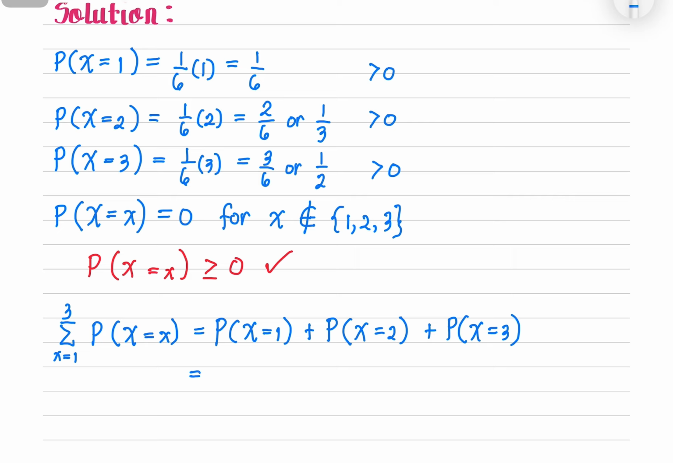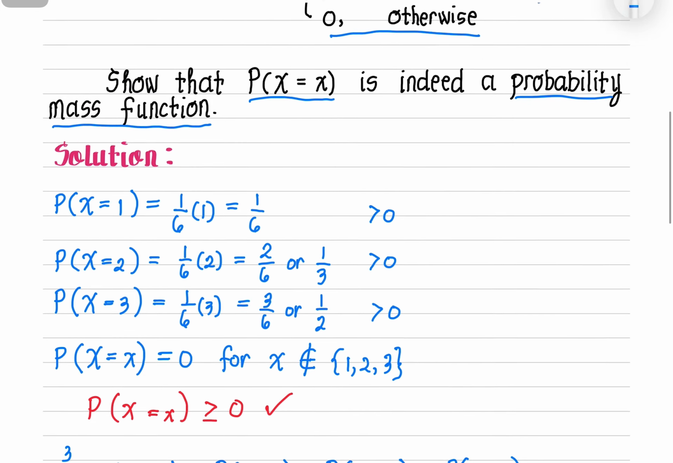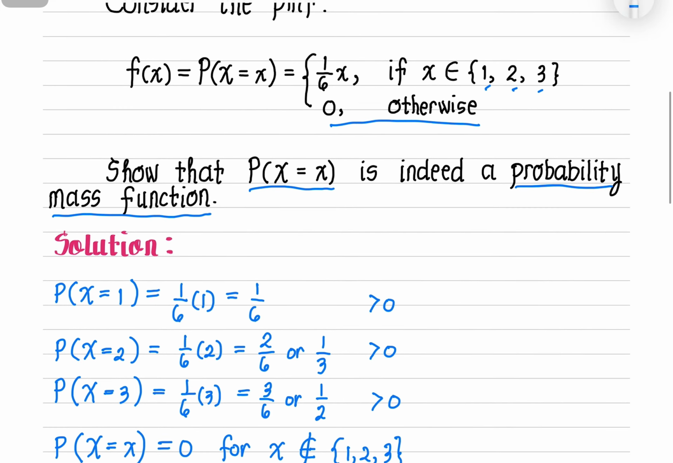And then, by substitution, our formula is 1 over 6, no? And then, since our X is 1, so plug in lang natin yung class. Plus 1 over 6 times 2. Plus yung probability natin doon ay 1 over 6 times 3. So guys, paano ko nakuha yung 1 over 6 dito? So, dito sa original problem natin, yung formula na to ay 1/6, right? Okay.